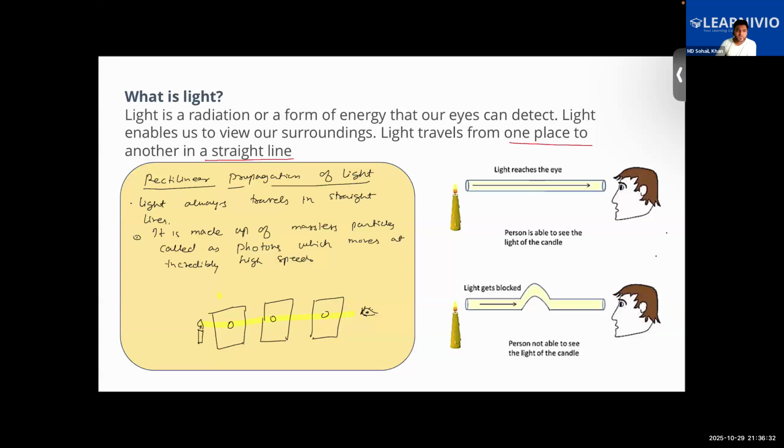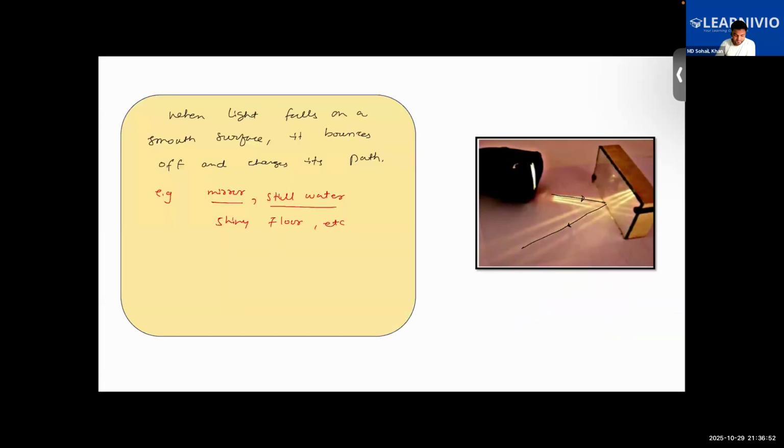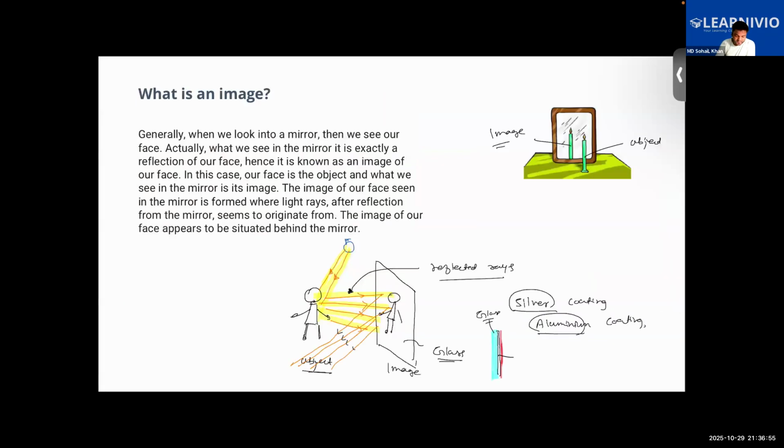So we have learned that light is basically a radiation or a form of energy that our eyes can detect. It travels in a straight line, and that property is called rectilinear propagation of light. Then we discussed that whenever light hits a smooth and shiny surface, it bounces from it, and that phenomenon is simply called reflection of light. It takes place from smooth surfaces.